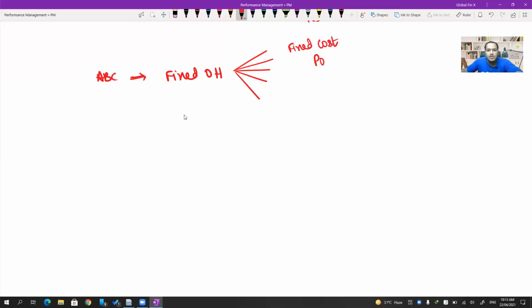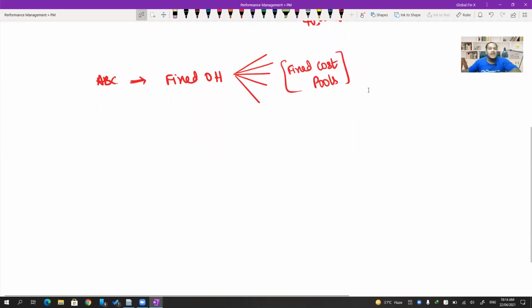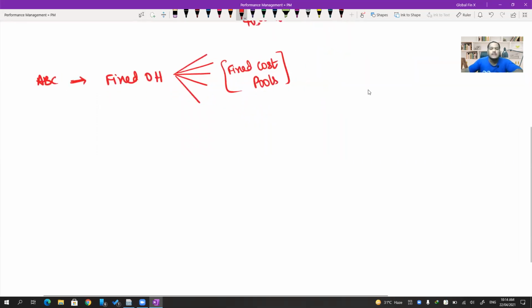Okay, fixed cost pools. There are different cost pools. That is what we understand in ABC. Not all the fixed costs behave the same. They are all dependent upon different factors, and these fixed cost pools are dependent upon different factors that influence the cost per unit calculation or the absorption rates. Those are what are called your cost drivers.